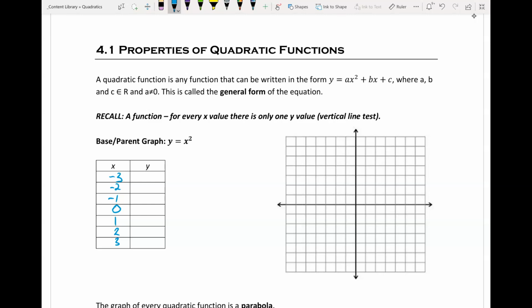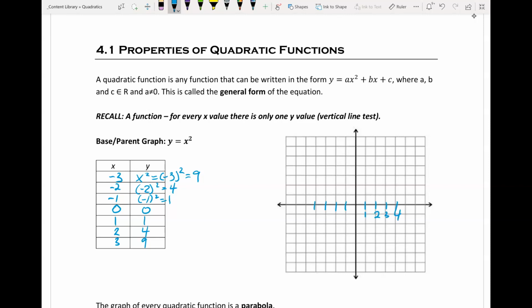All right, so to find out what our y value is, we are going to square each x value. So x squared, in this case, our x is -3, so we're calculating -3 squared. That's -3 times -3, which is +9. Then we'll do the same thing for -2. So -2 squared is +4. -1 squared is 1. 0 squared is 0. 1 squared is 1. 2 squared is 4. And 3 squared is 9. So these are our set of points that we can graph to create our quadratic graph.